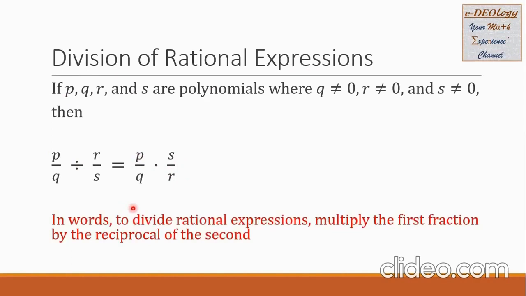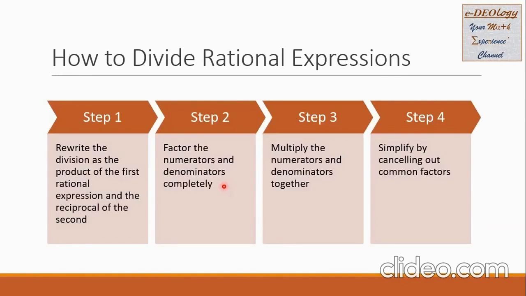In words, to divide rational expressions, multiply the first fraction by the reciprocal of the second. And the final answer is, we multiply the numerator by numerator becomes PS. We multiply denominator by denominator and the answer is QR. How to divide rational expressions? And we're going to follow these 4 steps.